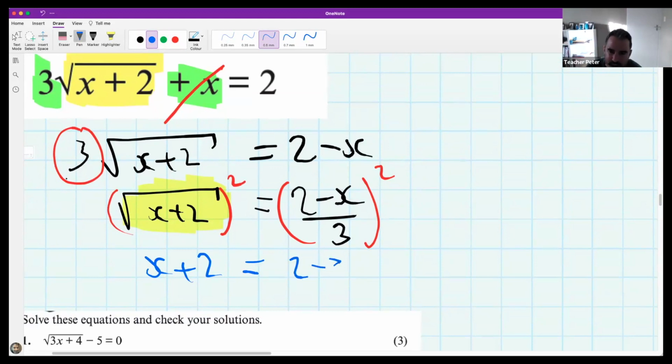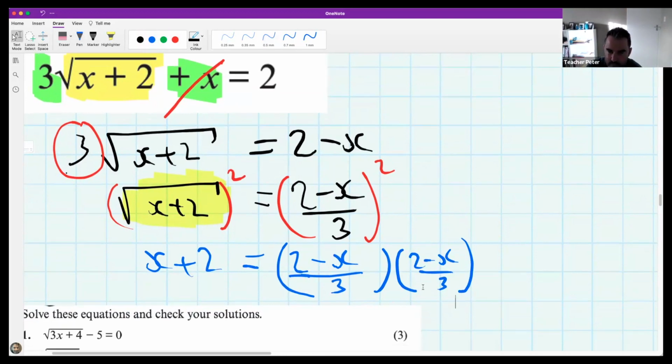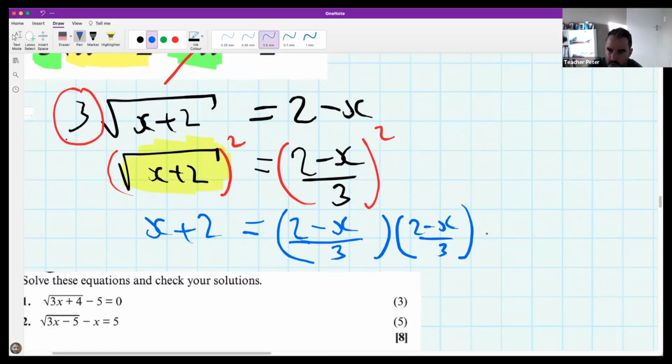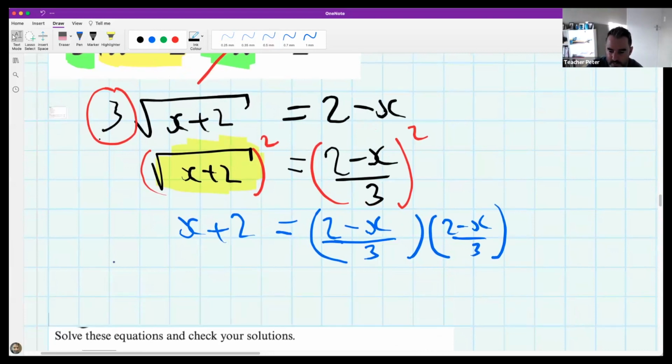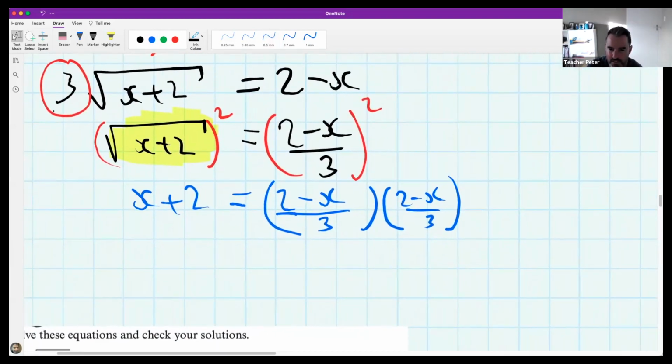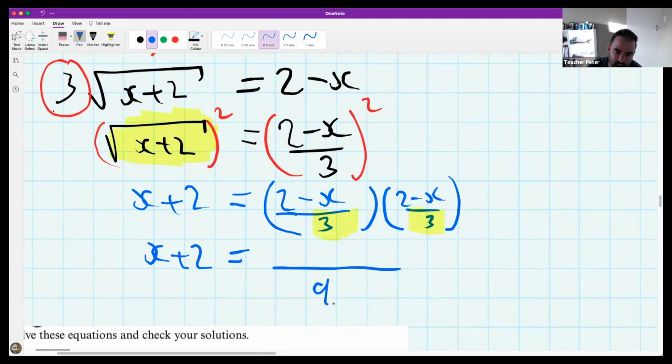A monster indeed, but just keep calm and carry on, because I actually know that this means the same thing as that. So what is my bottom number going to be if I've got 2 minus x times 2 minus x over 3 times 3? That's a bit tricky, but what is the bottom part going to be? It's 9, yeah, piece of cake. So x plus 2, no problem. Here is 9, no problem.